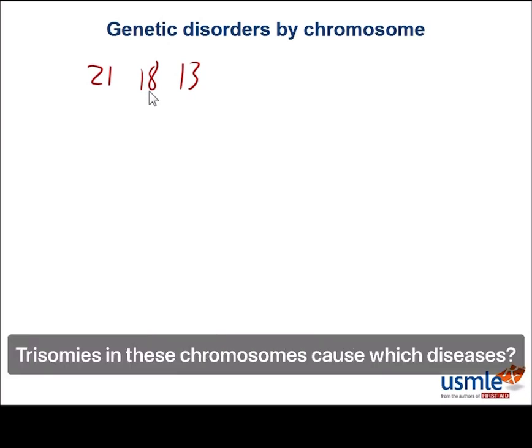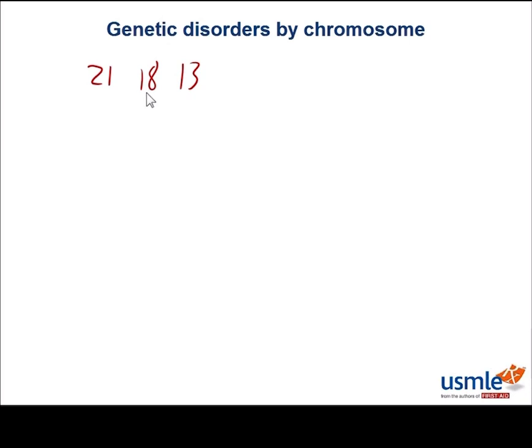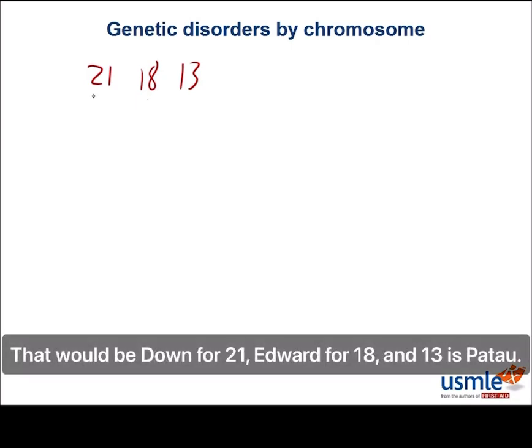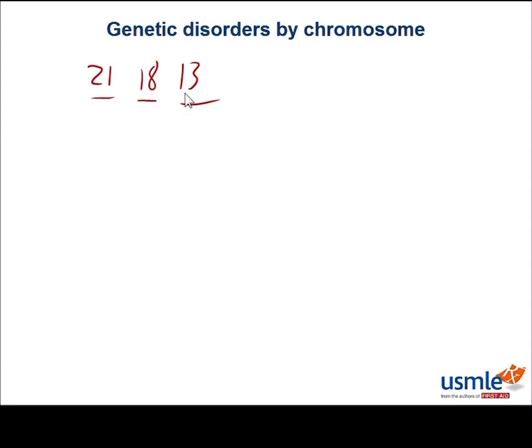Trisomies. Trisomies in these chromosomes cause which diseases? That would be Down for 21, Edwards for 18, and 13 is Patau.